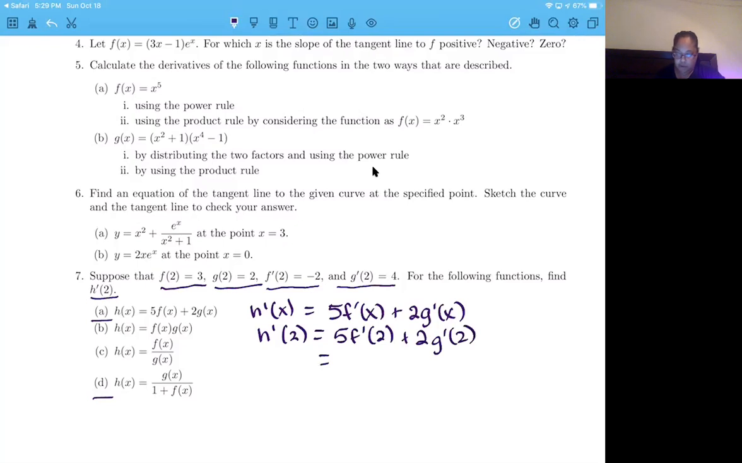So f prime of 2 is -2. So 5 times -2 plus 2 times g prime of 2, which is 4. So I have a -10 plus 8. So I think we get -2. All right, so that one wasn't quite so bad. And now let's go ahead and try D.